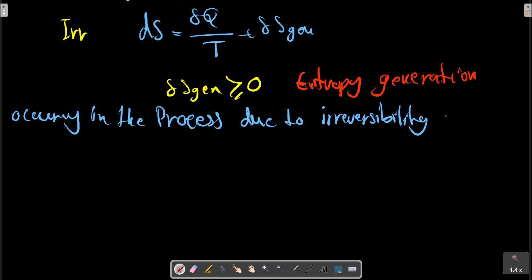Due to irreversibilities inside the system, the control mass for now, but later extended to the more general control volume. This internal generation can be caused by the processes mentioned in section 7.4, such as friction or unrestrained expansion. In addition to this internal entropy generation, external irreversibilities are possible by heat transfer across a finite temperature difference, as delta Q is transferred from a reservoir, or by the mechanical transfer of work.